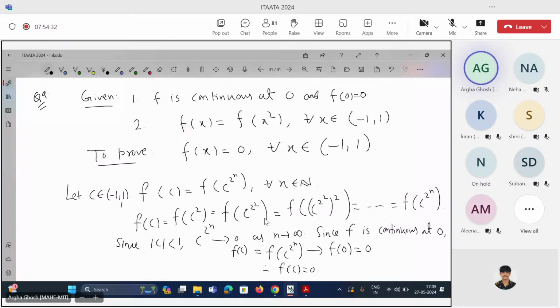So actually, whatever f of 0 is, you will have the idea. Like if f of 0 is k, then all the values of the function will be equal to k.